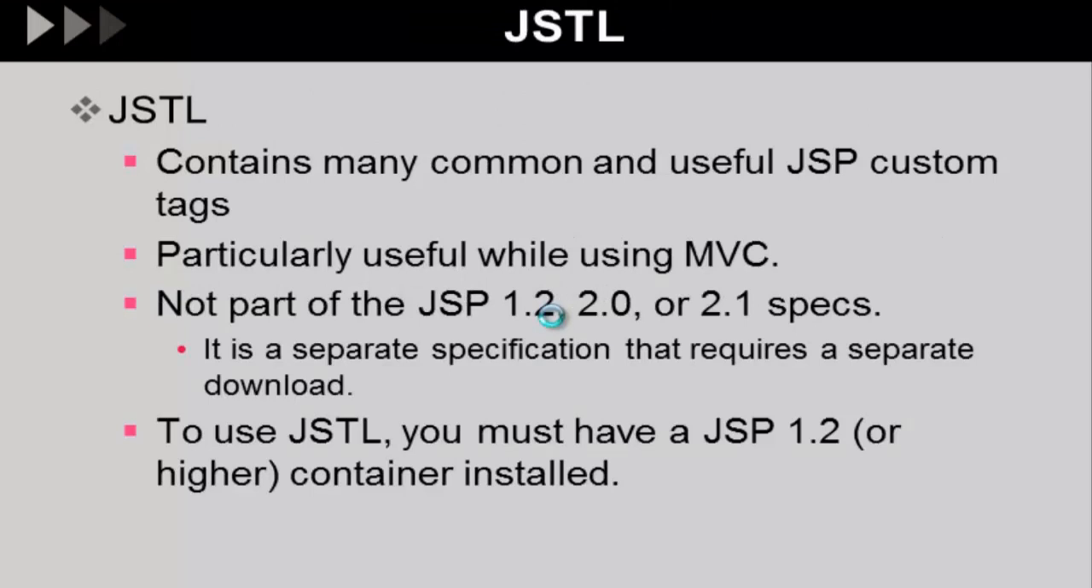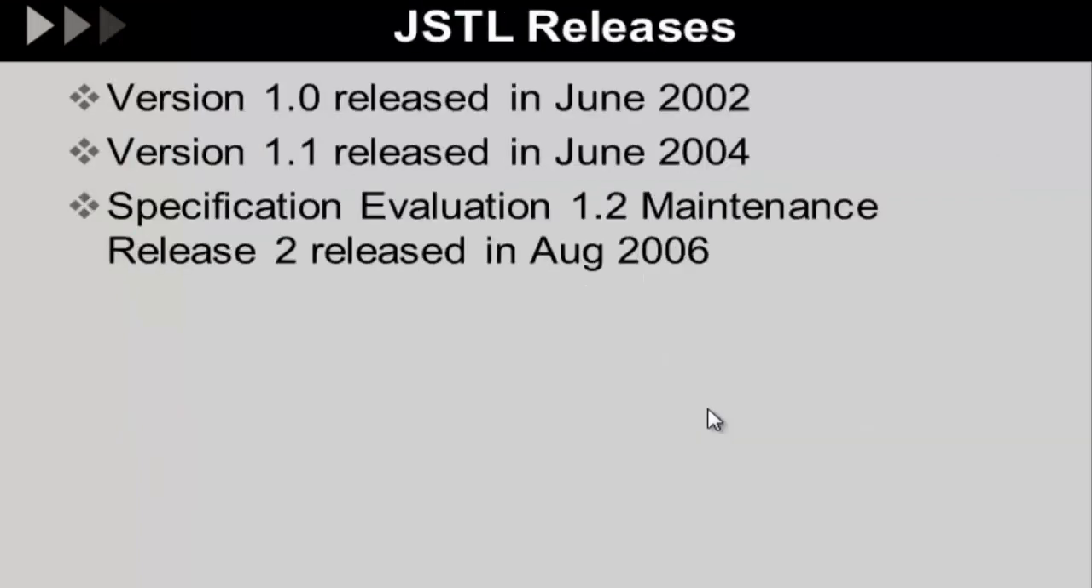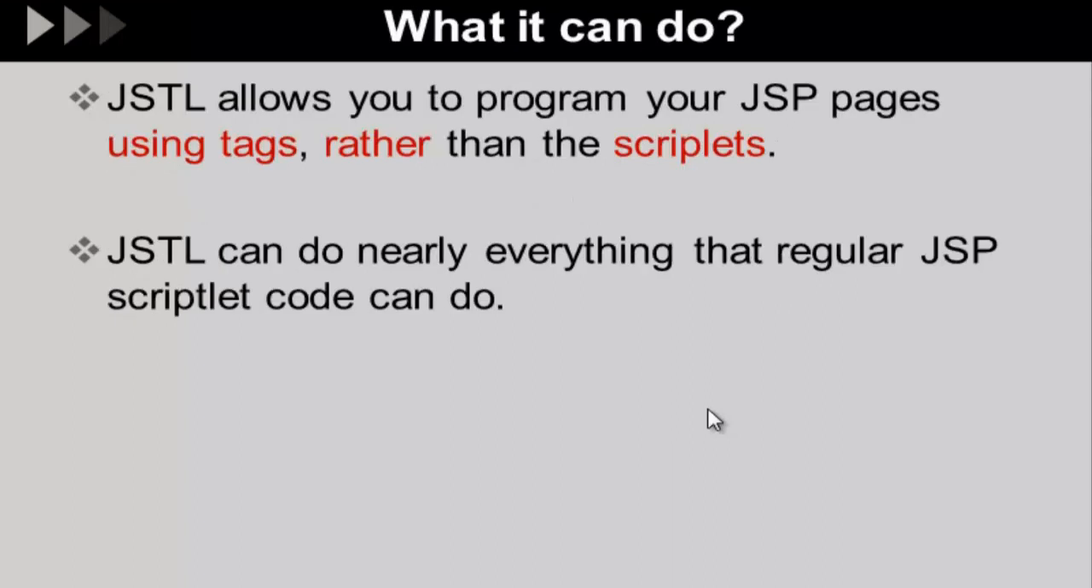I won't show you the history and some colorful pictures there. It's not really required. What we have as of now is the specification of JSP 1.2, 2.0, 2.1. After 2.1, the specifications have not gone further because something else came after this, and that is the frameworks. Version 1 was released in 2002, 1.1 in 2004, and 2006 was version 1.2, and it goes on.